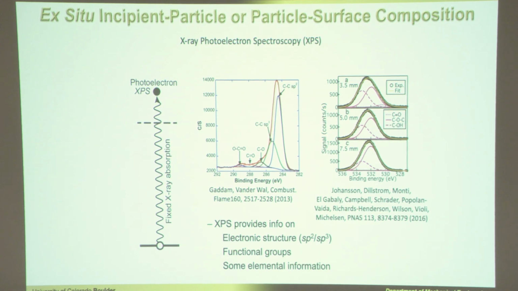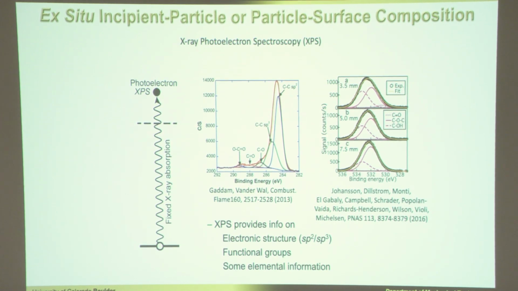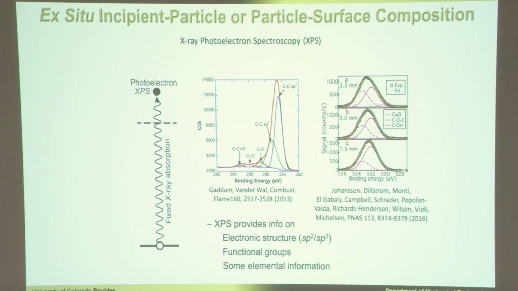And then XPS is also X-ray, and you basically hit your sample or particle with an X-ray beam, and then look at the energy of the electron that comes off. So that gives you very, very similar information to NEXAFS, but it's very surface sensitive because you have to count on the electrons coming off, and if they're buried deep in the sample, you're not going to see those electrons coming off the surface.